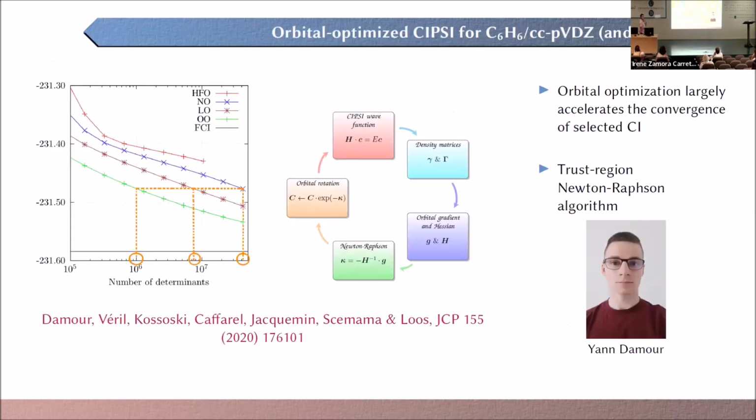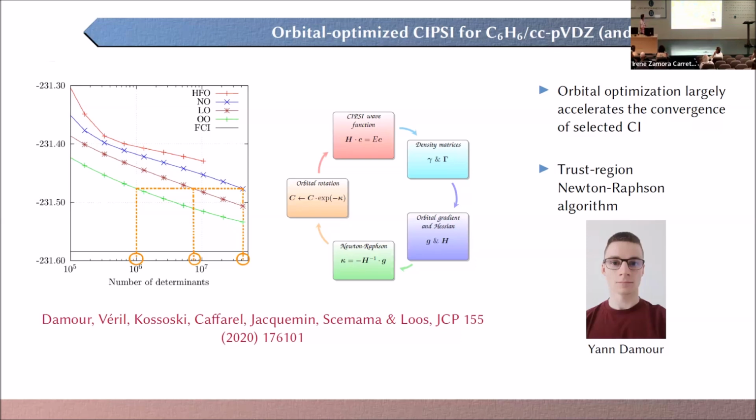We can do slightly better now because we can also optimize the orbitals while we're doing the calculation. So basically for each variational energy, we say, can you please optimize the orbitals so that you give me the lowest energy for this set of determinants? And now we can do that thanks to the work of Yann Damour, who's a third-year PhD student now in the group.